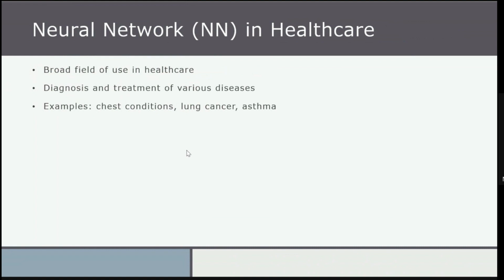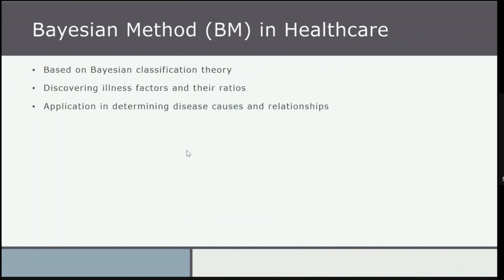This is slightly interesting, and it is very broadly used in healthcare these days because of its benefits like diagnosis and treatment of various diseases. Neural network, NN, is used, for example, in chest conditions, lung cancer, asthma, in all the areas where one thing is linked to the other. It is never a standalone. You may feel that you have a backache, but that backache may be because of spondylitis, or maybe because of the sciatica that you have, because of the vertebral column defect that you have. That's one.